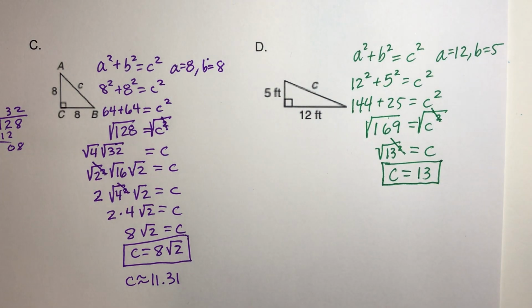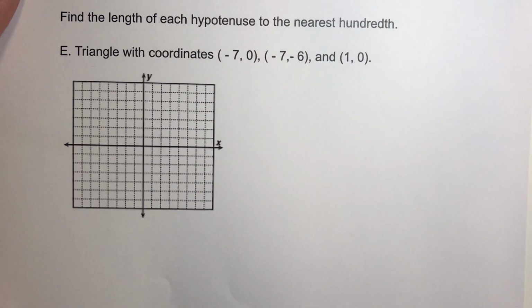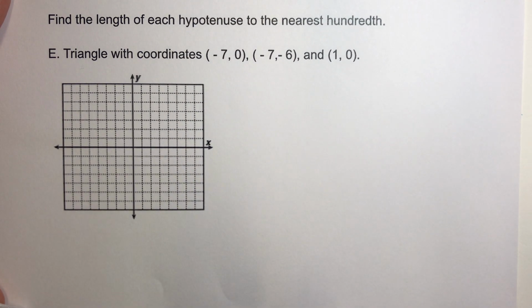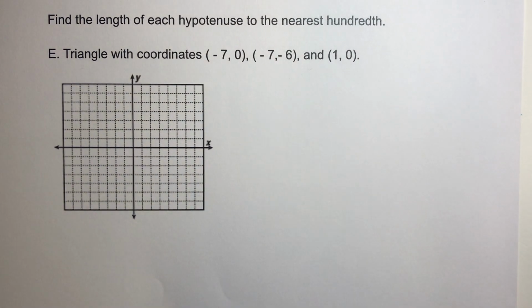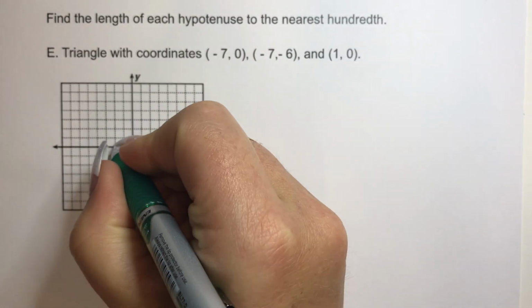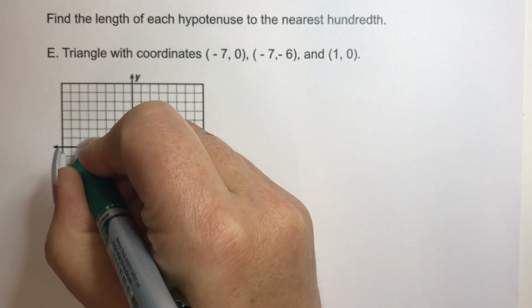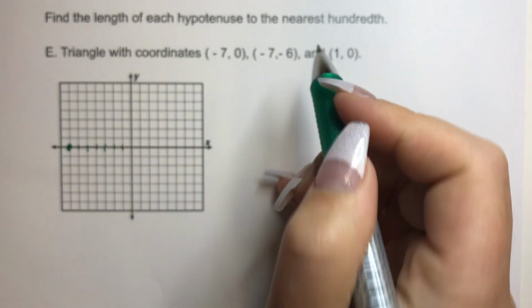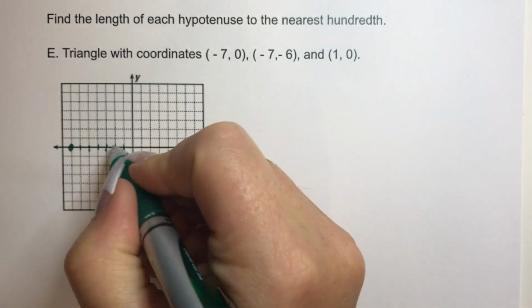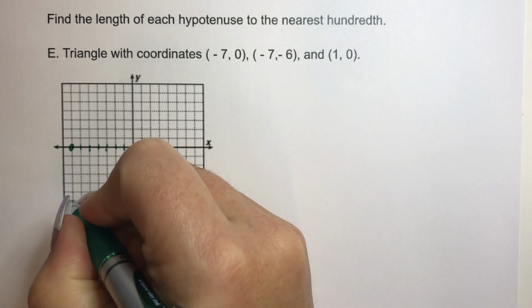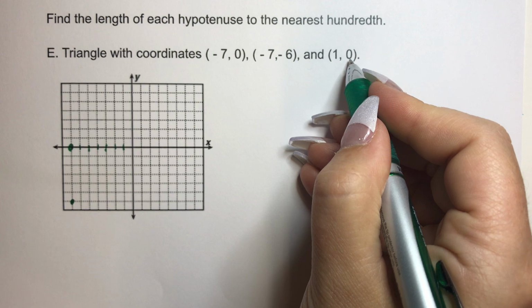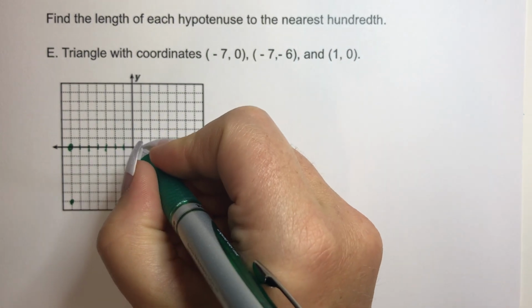Okay, now we're going to do the same thing, but it's going to look a little different because we're going to move on to coordinate planes. So it says find the length of each hypotenuse to the nearest hundredth. We have a triangle with these coordinates, so I have to plot those coordinates first. So let's go -7, 0. So this would be -1, 2, 3, 4, 5, 6, 7. Okay, so right here, that's 1 point. -7, -6. So we know this is -7. -6 would be down here. 1, 2, 3, 4, 5, 6. Okay, and then 1, 0 would be right here.